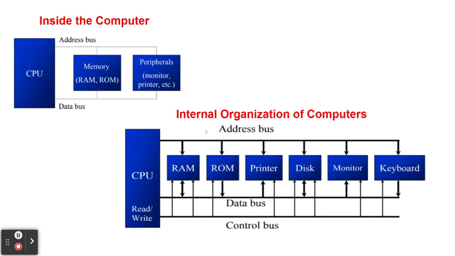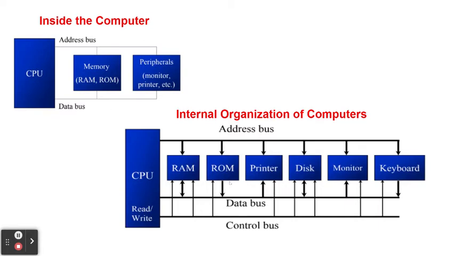Inside the computer, this is the block diagram. We have the CPU, memory, and peripherals connected through the address bus and data bus. Although there's another bus here which is called the control bus for the read and write signals. And then we have also here the internal organization of computers, which shows you a more specific block diagram. We have here the CPU again, and the memory now. We have the RAM and the ROM. You will notice that the arrowheads used for the RAM can be an input or an output, whereas in the ROM, we can just read the data from the ROM.